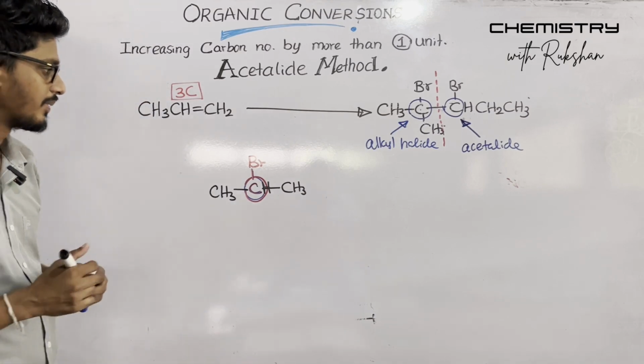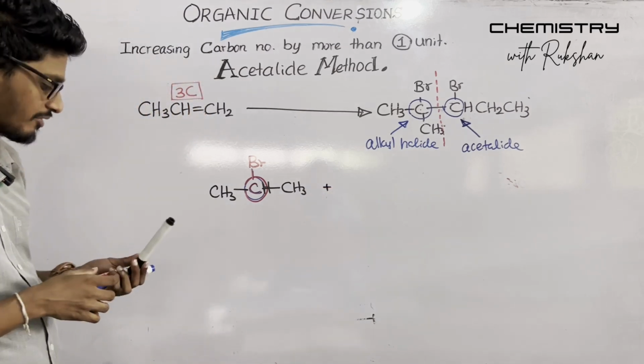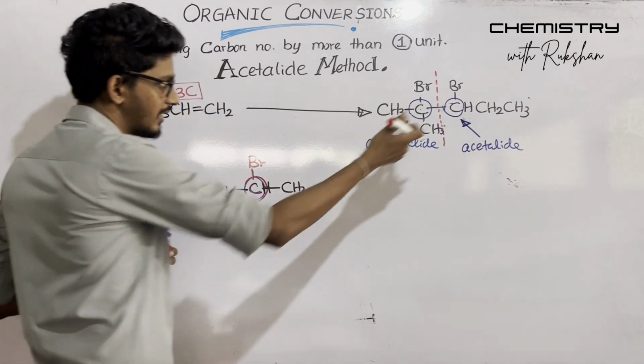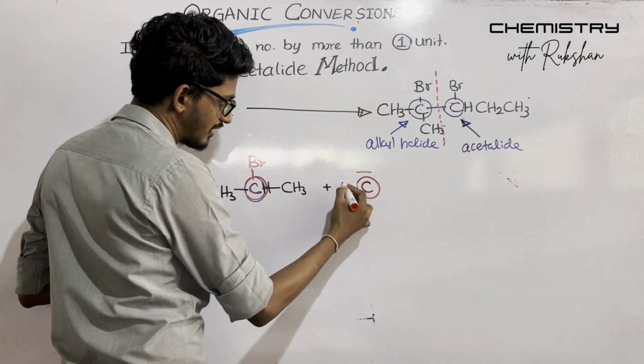Okay, then we'll come up with the acetylide. Let's try to write the acetylide here. So when writing the acetylide, this is your functional carbon. I'll write like this. So the acetylide functionality.